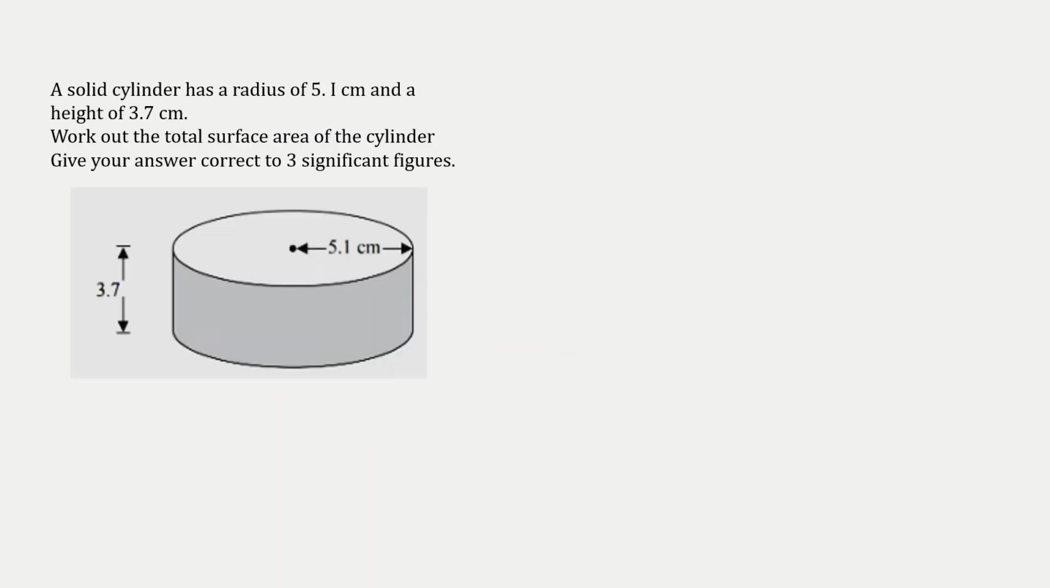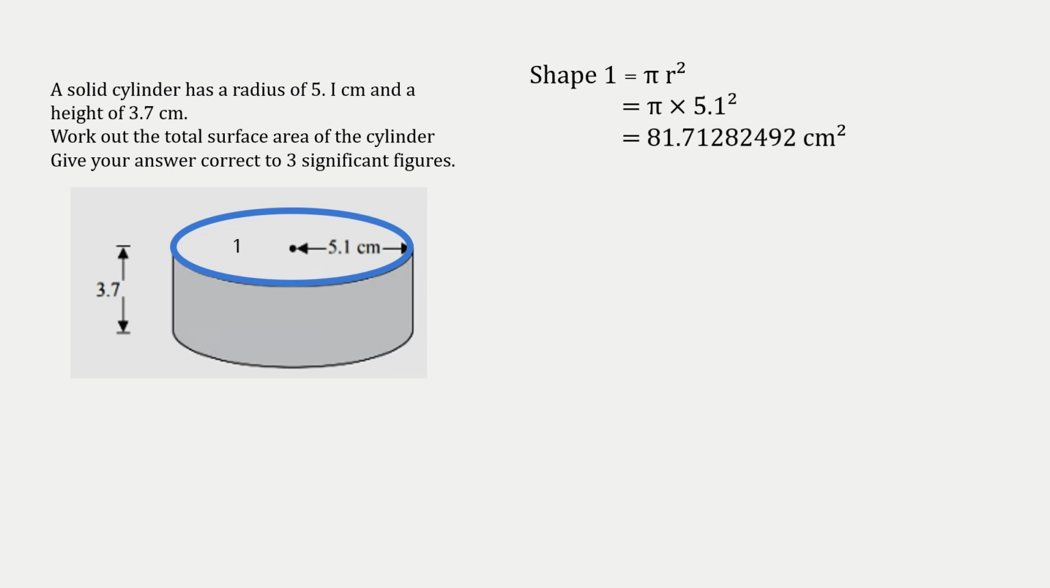Let's take this exam type question. A solid cylinder has a radius of 5.1 centimeters and a height of 3.7 centimeters. Work out the total surface area of the cylinder and give your answer to three significant figures. As per the information given earlier, we have 3 steps to find the surface area of this cylindrical shape. The first shape is my circle, which I'll name shape 1. Find the area of shape 1, which is pi r squared. Substitute my values and get the final answer.